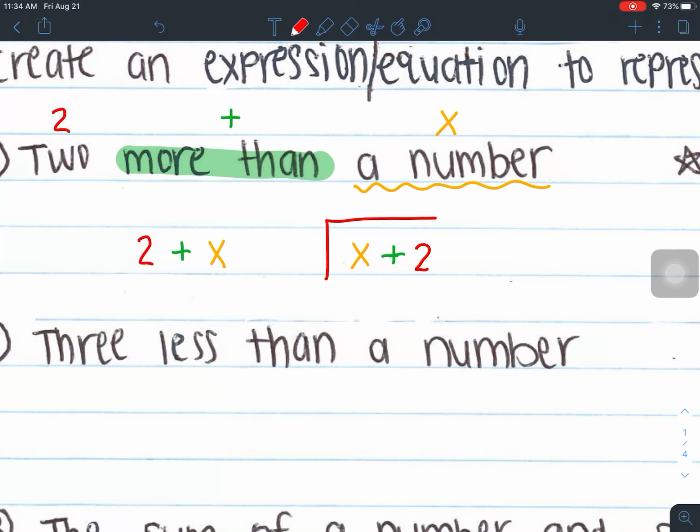Now you're like, well, is there really a difference? Because isn't 5 plus 2 the same thing as 2 plus 5? Does it really matter the order for addition? No, not really. But it is good practice to see that if you have a more than or a less than word, to go ahead and turn it around. You want to turn it around.